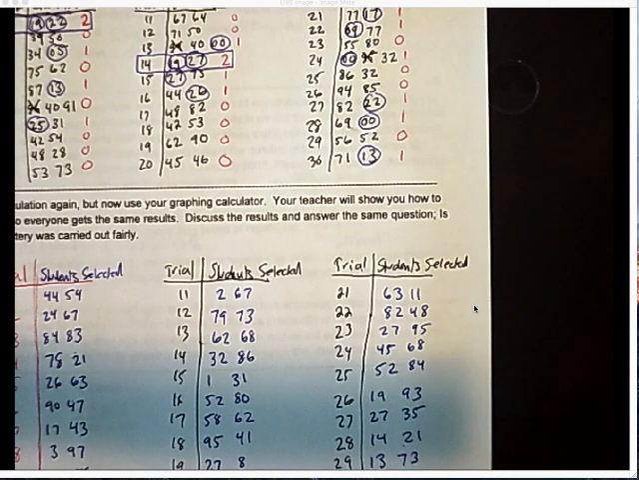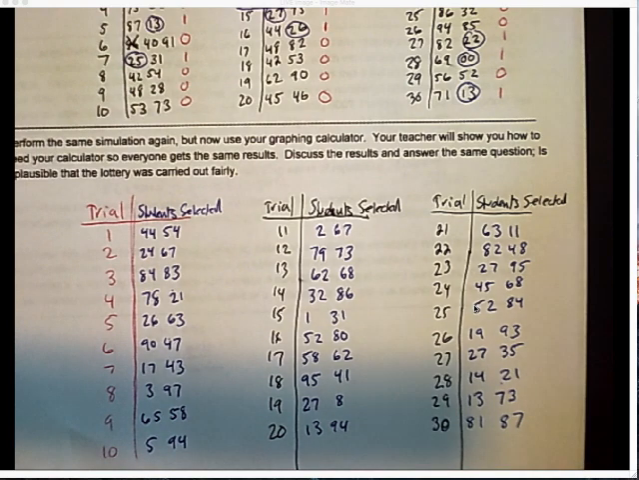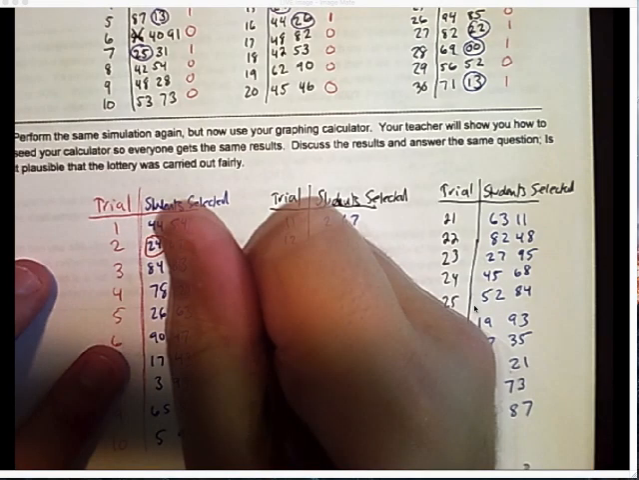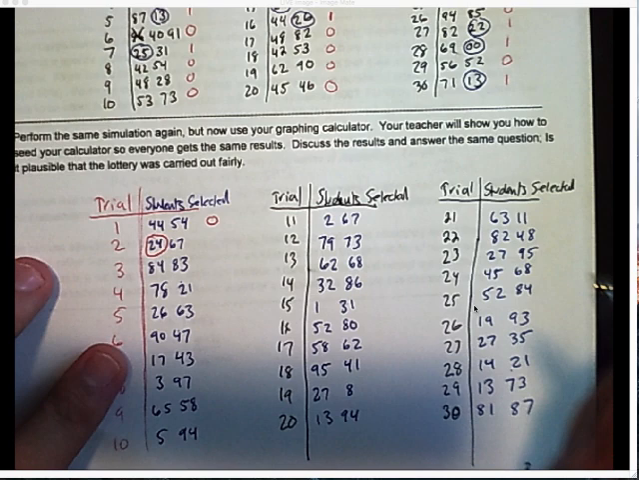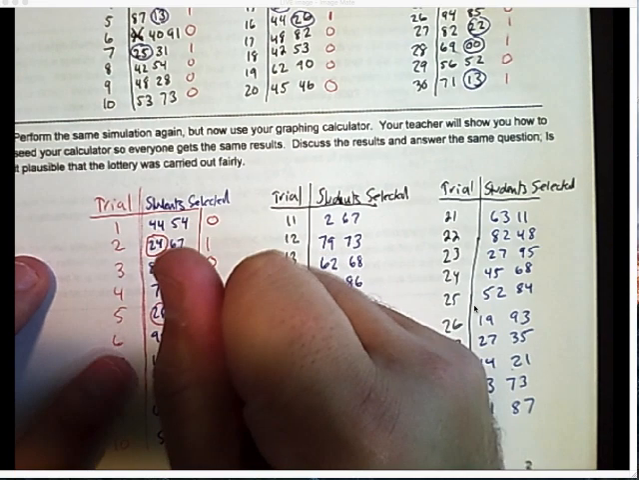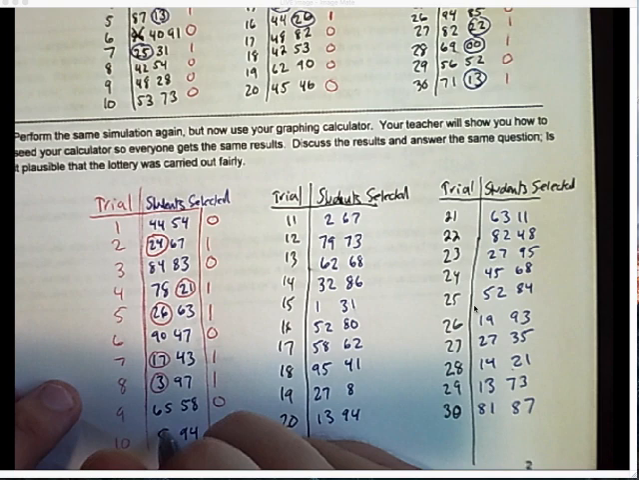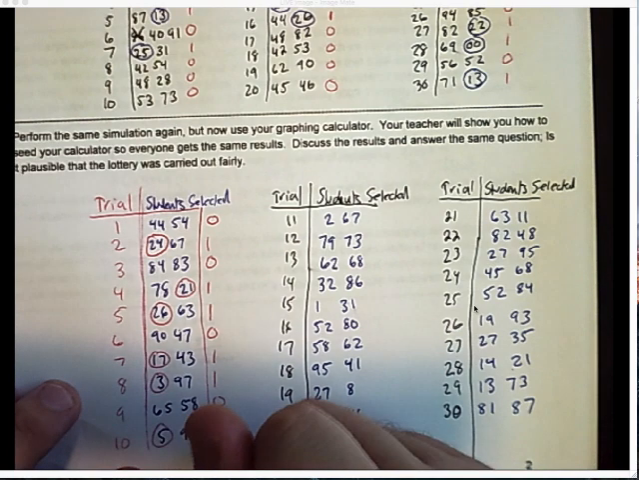Okay, so let's do the same thing. We just ran another simulation, using our graphing calculator instead. Let's circle all the numbers that are 27 and smaller. So here I have none. No AP Stats students are selected. Here I have 1, then 0, then 1, then 1, then 0, then 1, then 1, then 0, and I have 1 AP Stats student selected.